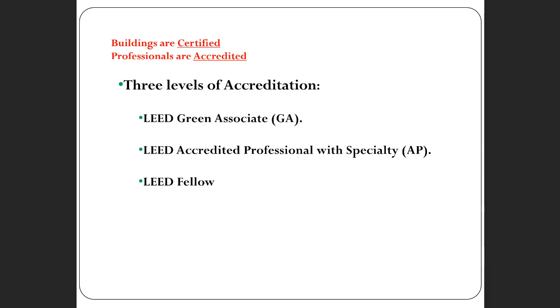Again, just so we get our terminology straight, buildings are certified. We talked about LEED certified, and professionals are accredited. There are 3 levels of accreditation in the LEED program. The LEED Green Associate is kind of the first step. That's what we're going to work on learning about this semester. The next step is a LEED AP or accredited professional. Nowadays, a LEED AP has a certain specialty, which we shall see. And at the top end, the pinnacle of a green building professional would be a LEED Fellow.